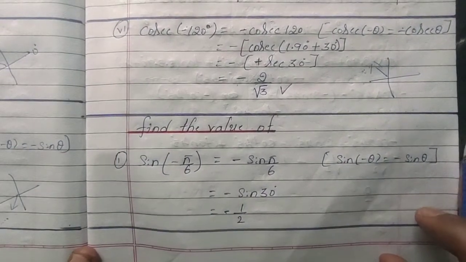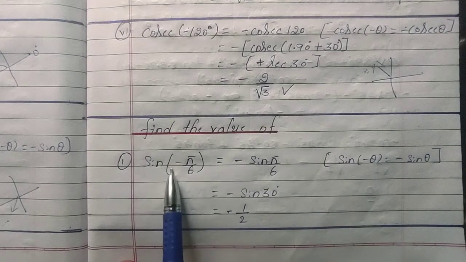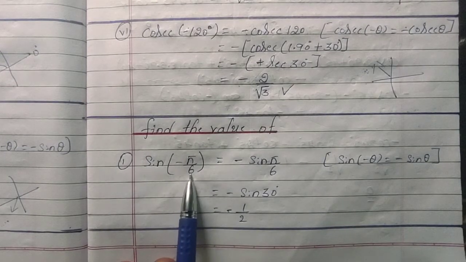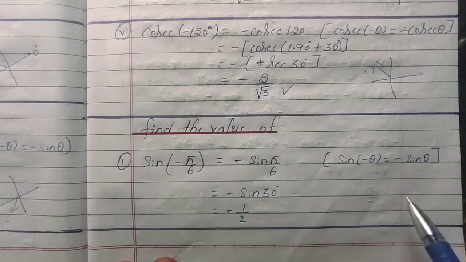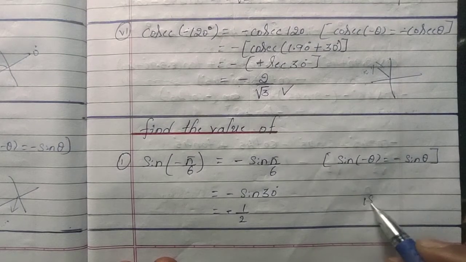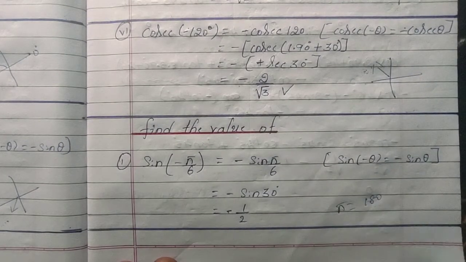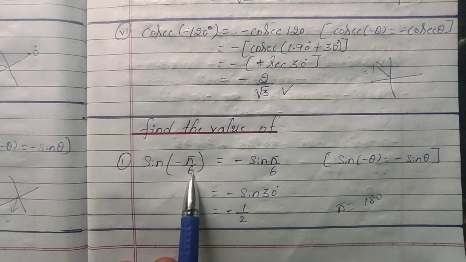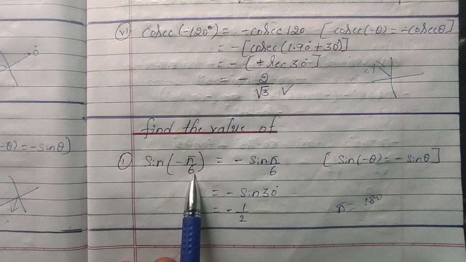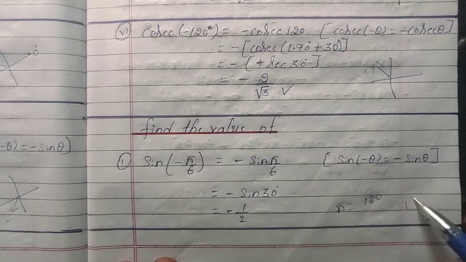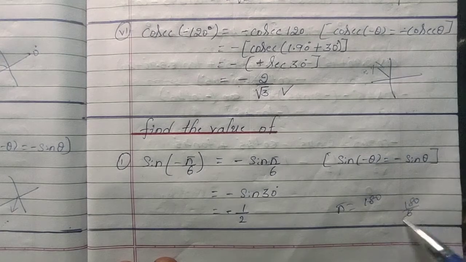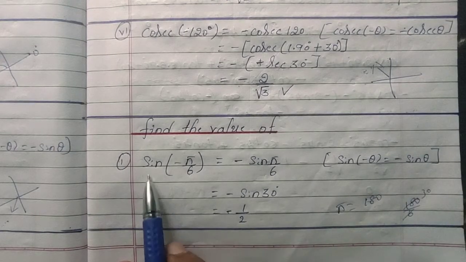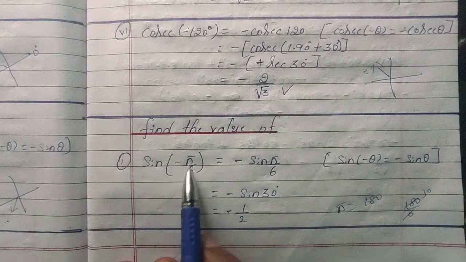Next, find the value of the sine of minus pi by 6. Remember students, what is pi value? Pi is nothing but 180. 180 when you divide by 6, what will you get? You will get 30 degree. So we are going to find sine of minus 30 degree.